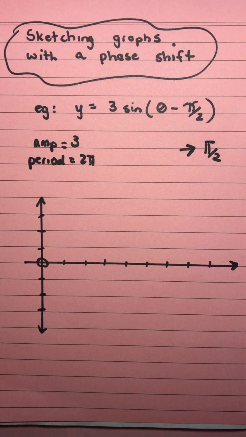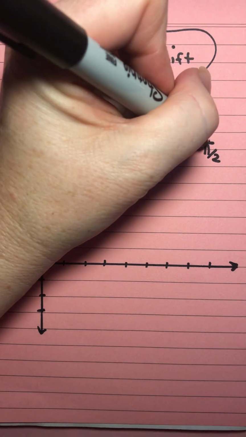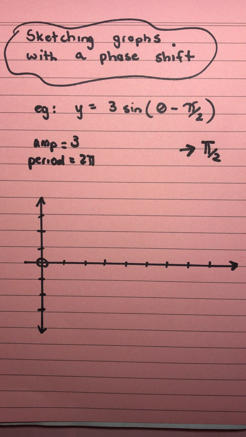Now, I differ from some teachers in how they teach this, in that I like to do my base graph first and then apply the phase change. So before I graph the final graph, I do it without the phase change.